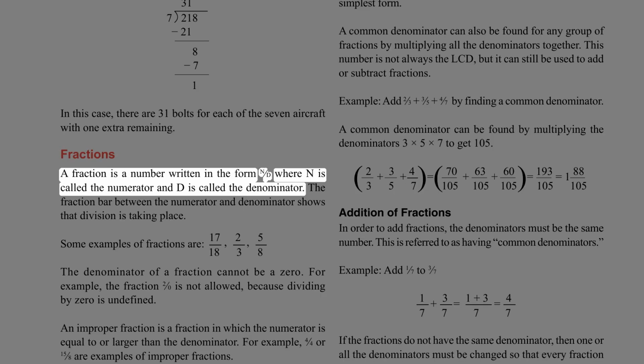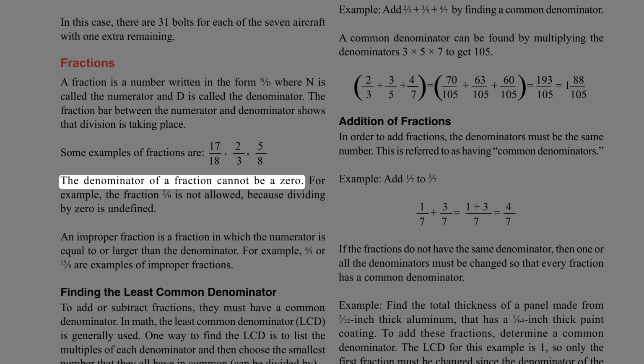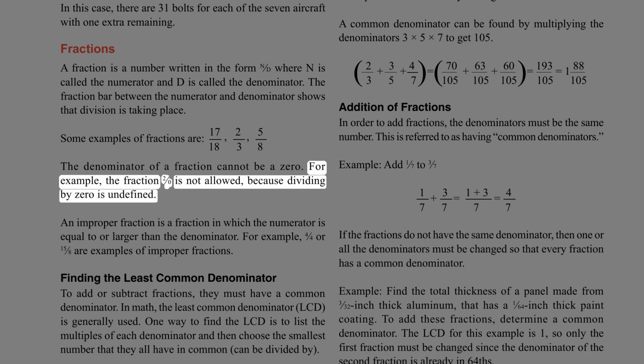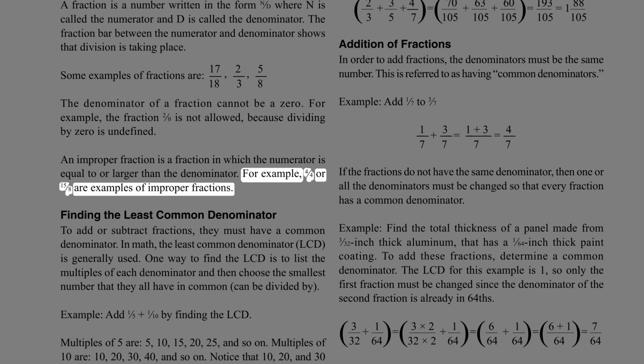Fractions. A fraction is a number written in the form n over d, where n is called the numerator and d is called the denominator. The fraction bar between the numerator and denominator shows that division is taking place. The denominator of a fraction cannot be a 0. For example, the fraction 2 over 0 is not allowed, because dividing by 0 is undefined. An improper fraction is a fraction in which the numerator is equal to or larger than the denominator. For example, 4/4 or 15/8 are examples of improper fractions.